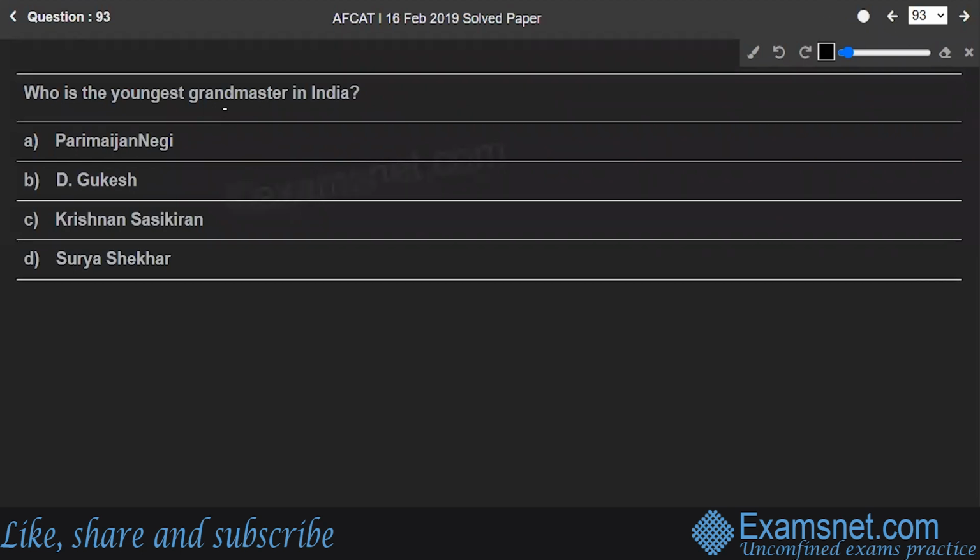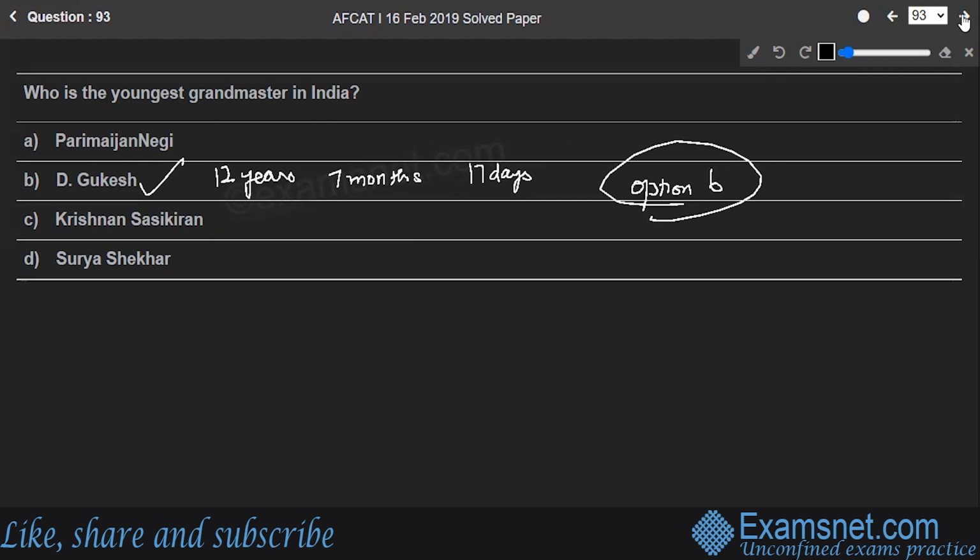Question number 93. Who is the youngest grandmaster in India? Is it Parimarjan Negi, D. Gukesh, Krishnan Sasikiran, or Surya Shekhar? Well, the correct answer to this question is D. Gukesh. As per the latest data of the World Chess Federation, D. Gukesh has become India's youngest grandmaster at the age of 12 years, 7 months, and 17 days. With this achievement, he has overtaken Praggnanandhaa, who held the record of 12 years, 10 months in June 2018. So we have D. Gukesh, that is option B, as the answer to this question.